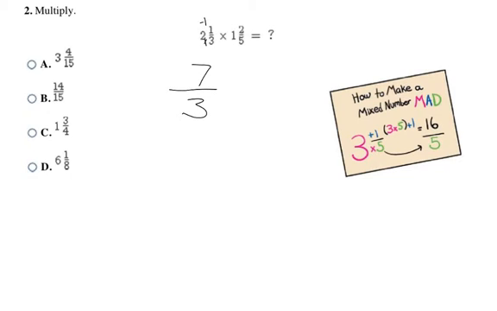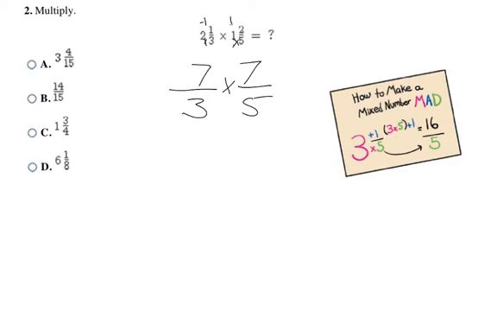And then I'm going to do the same for 1 2/5. 5 times 1 is 5. Add the 2 is 7. So I have a 7 on the top. And then I rewrite the denominator. It just stays the same, and that's 5. And now I can multiply the tops and the bottoms.